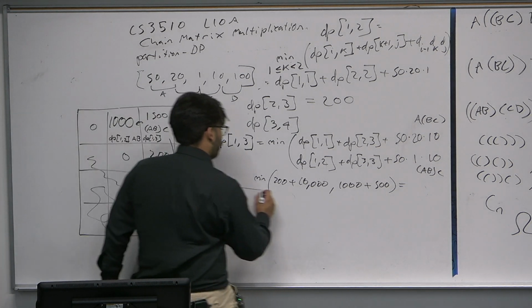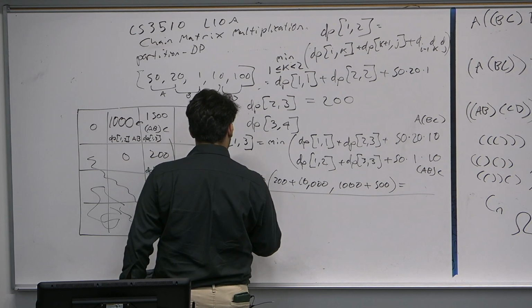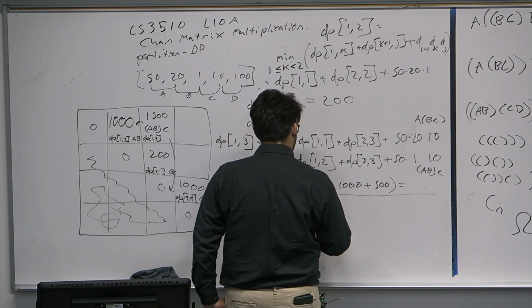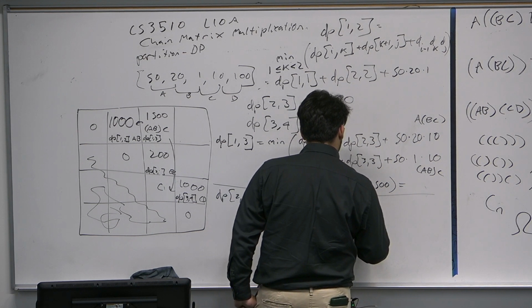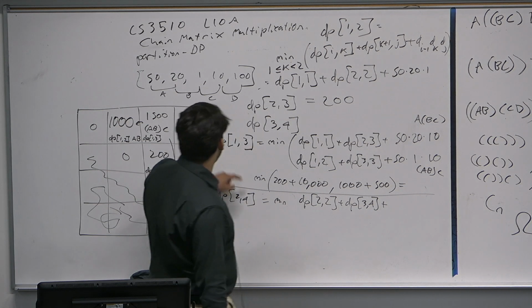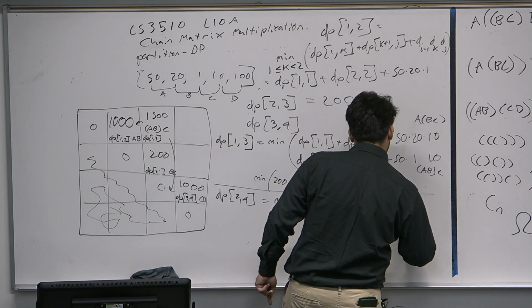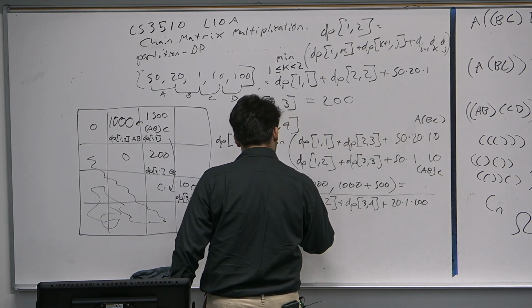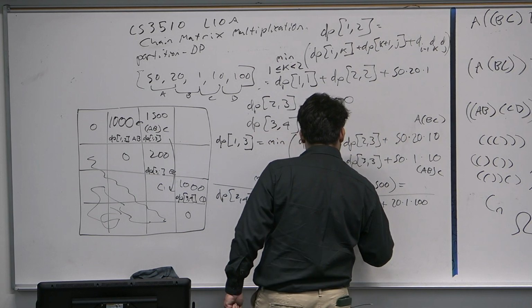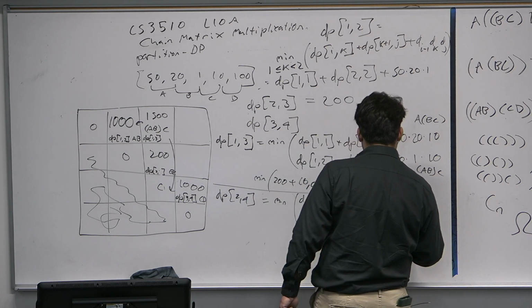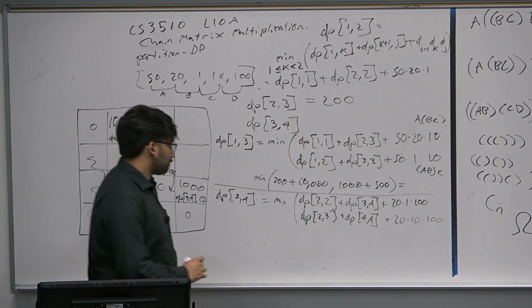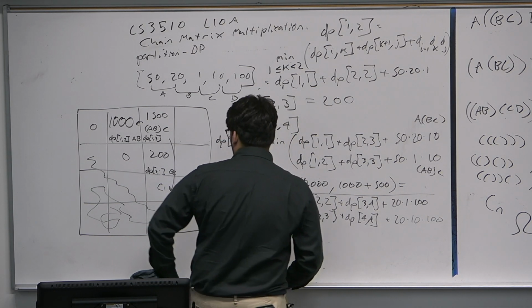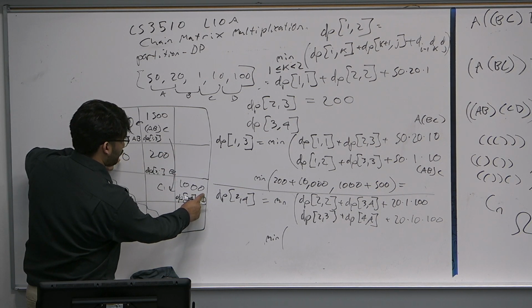Let's do another. Let's do dp of, this one is going to be 2, 4. So that's going to be the min of two options. Our two options are dp of 2, 2 plus dp of 3, 4 plus the cost of this, which is going to be 20 times 1 times 100. Thank you very much. This one is going to be dp of 2, 3 plus dp of 4, 4, plus 20 times 10 times 100, right? That's going to be 0, and that's going to be 0. So this is going to be the min of 3, 4. We're looking at this value. So we're actually going to compare these two cells with the cost, and then these two cells with the cost.